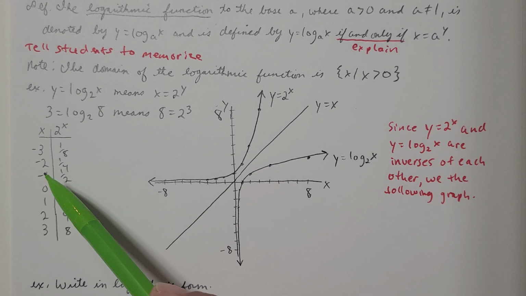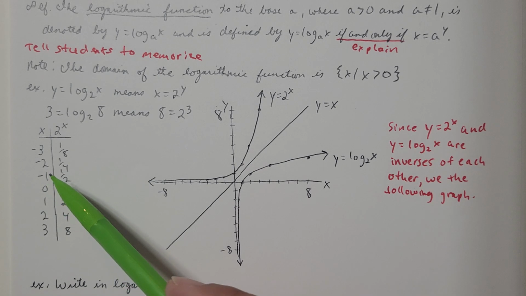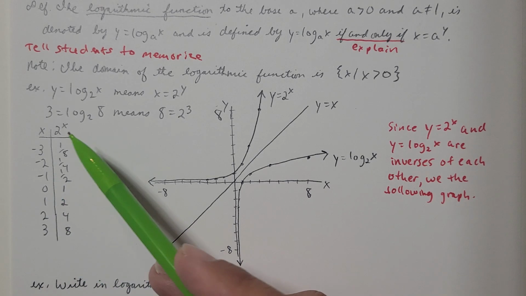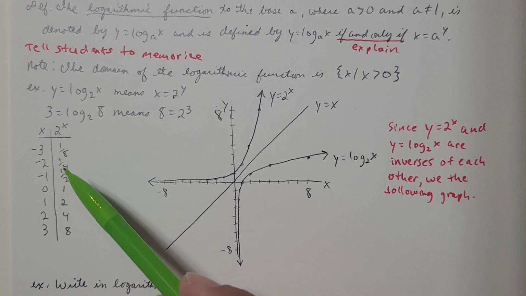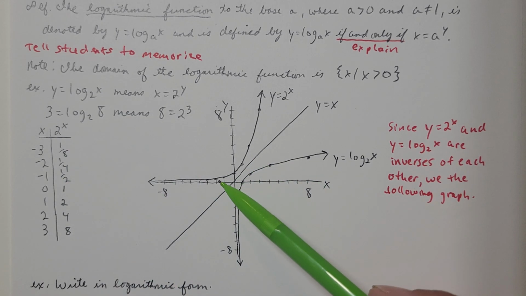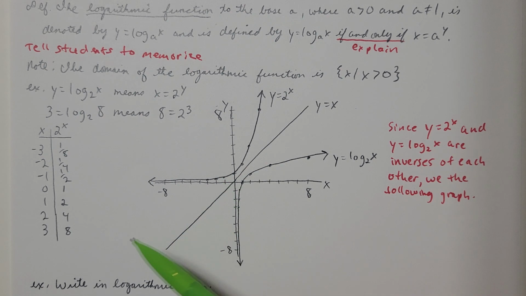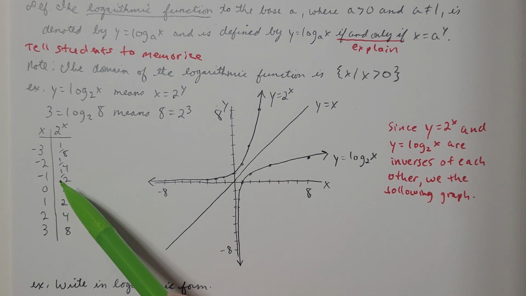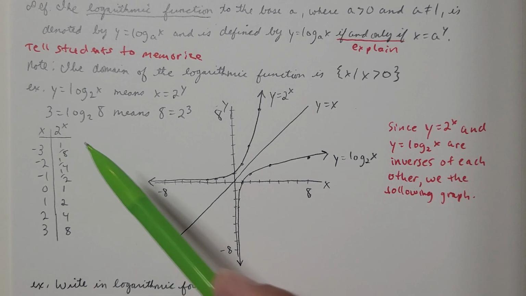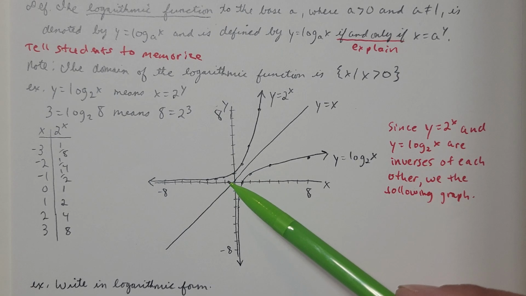If I let x be negative 2, I have 2 to the negative second power, that's the same as 1/4. So negative 2, 1/4, that point is on the graph. If I let x be negative 1, 2 to the negative first power is 1/2. So there'd be the point negative 1, 1/2 on the graph.